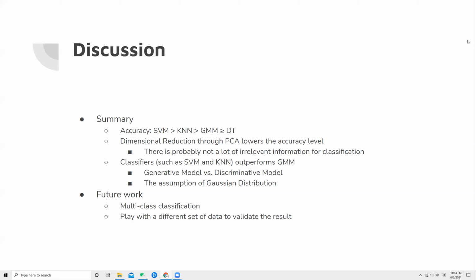In terms of future work, we would like to play with multi-class classification to mimic real-life situations. And we would also like to play with a different set of data in order to validate our results, to show that it's not specific to just this dataset we have.